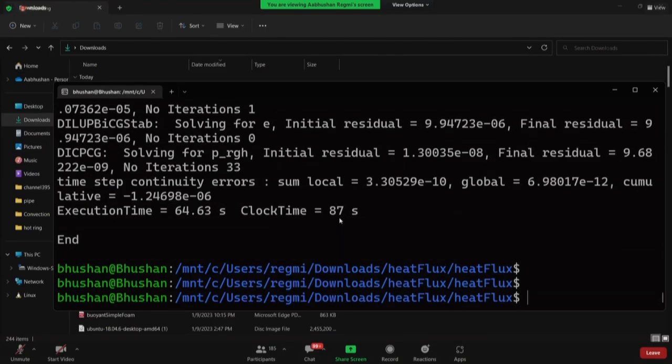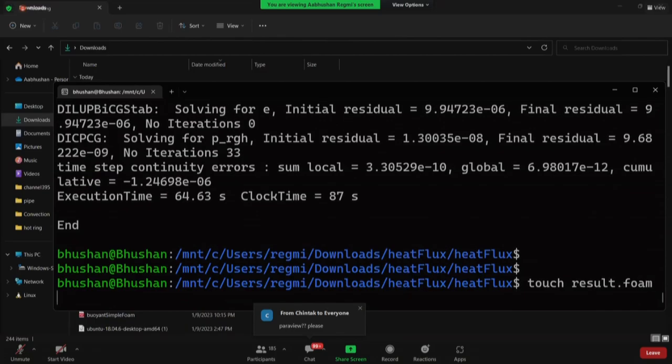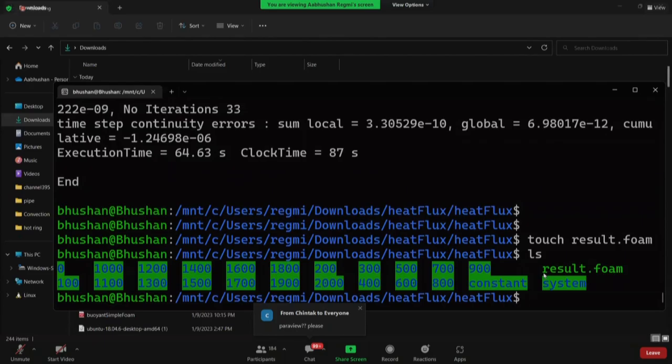Okay, our simulation has ended, and let's view our result. If you are using VirtualBox, you can just view it using paraFoam, but now we are using WSL, so let's do some extra work. I'm creating a dummy file called result.foam. If I type ls, now I have this file result.foam. This can be opened by ParaView to view our simulation result.